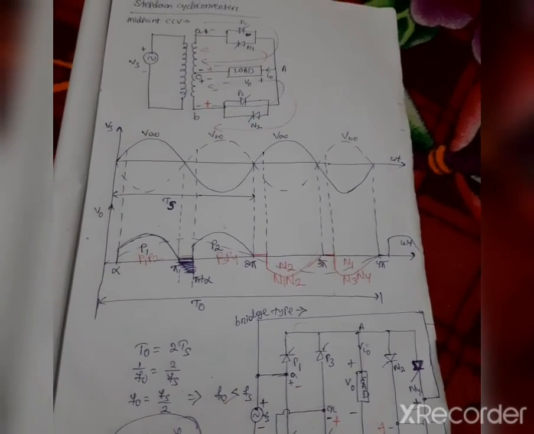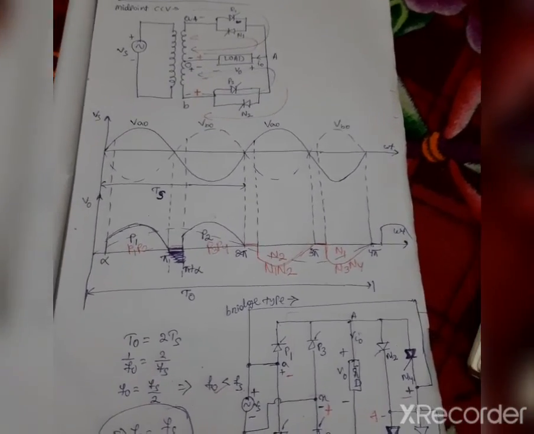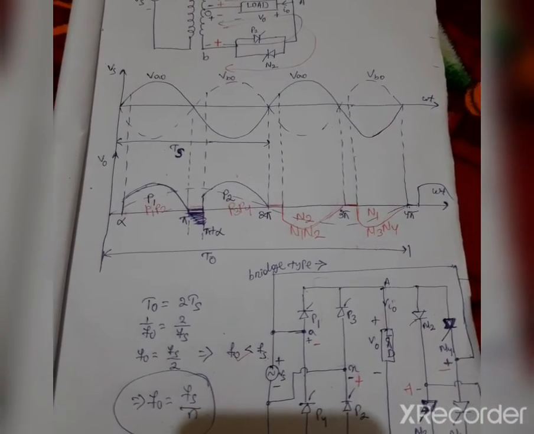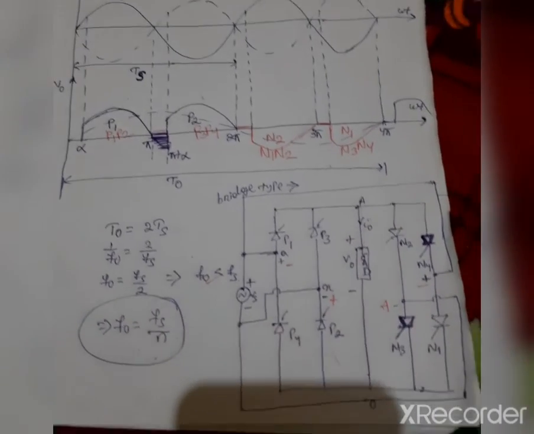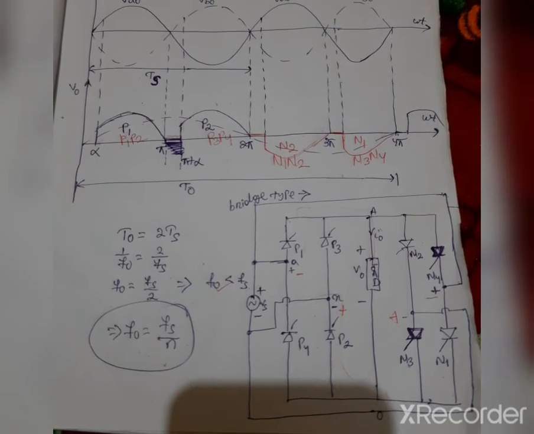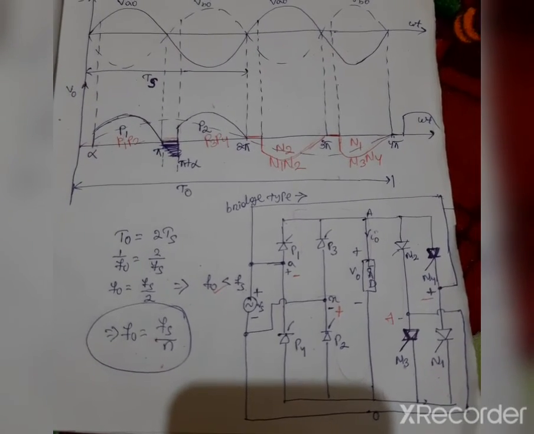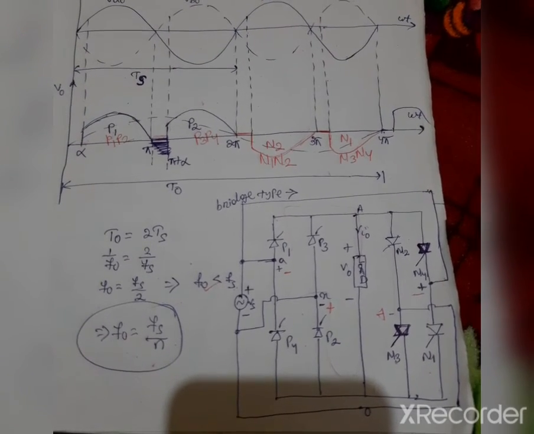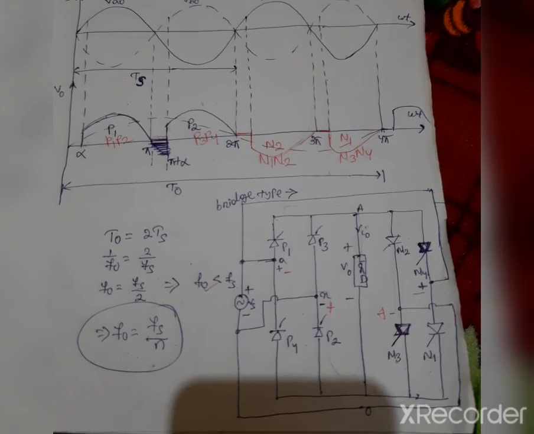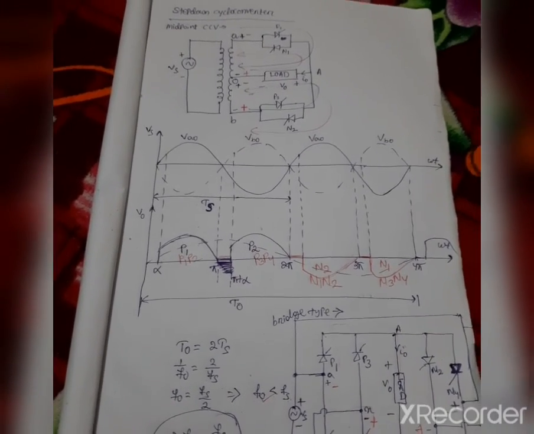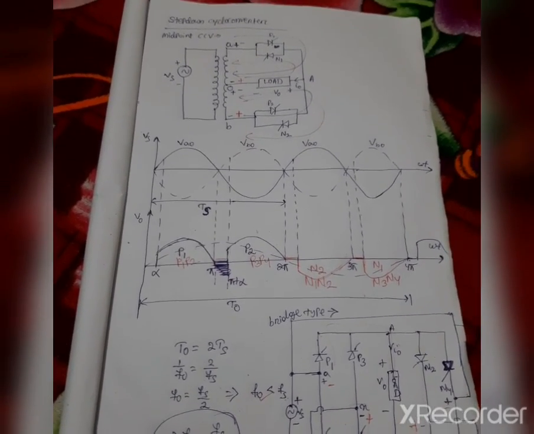The applications for cycloconverter are the speed control of high power AC drives, induction heating, static var compensation, and converting variable speed alternator voltage to constant frequency output voltage. Cycloconverters are used, and this concept is used in aircraft or shipboards. So this is all about step up and step down cycloconverter.